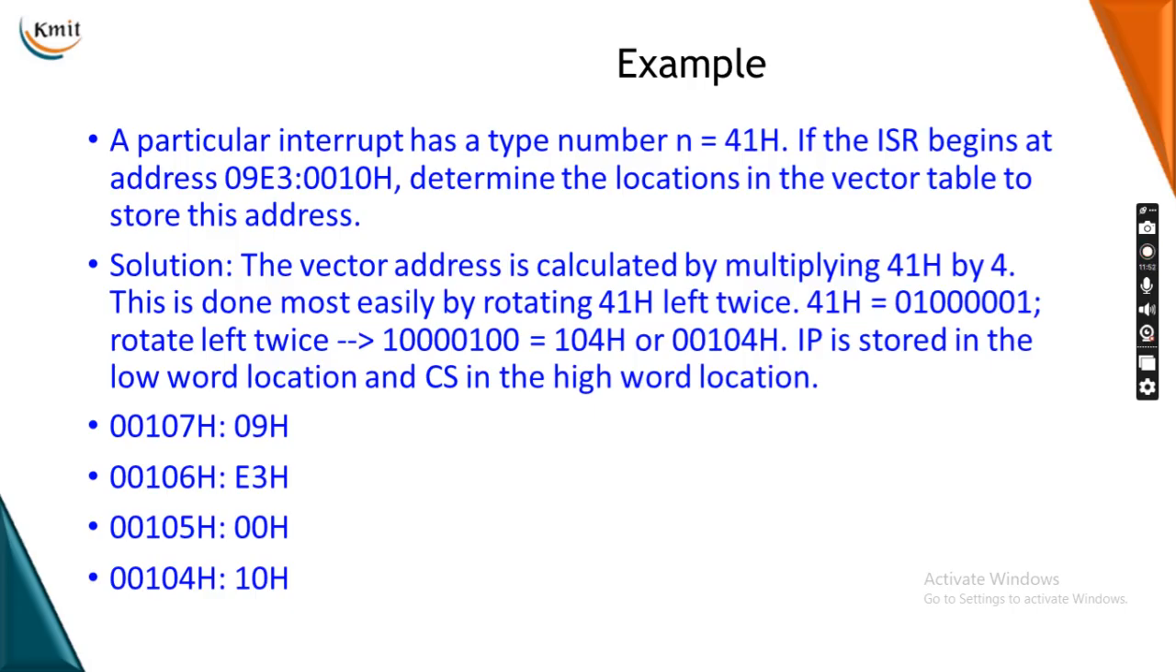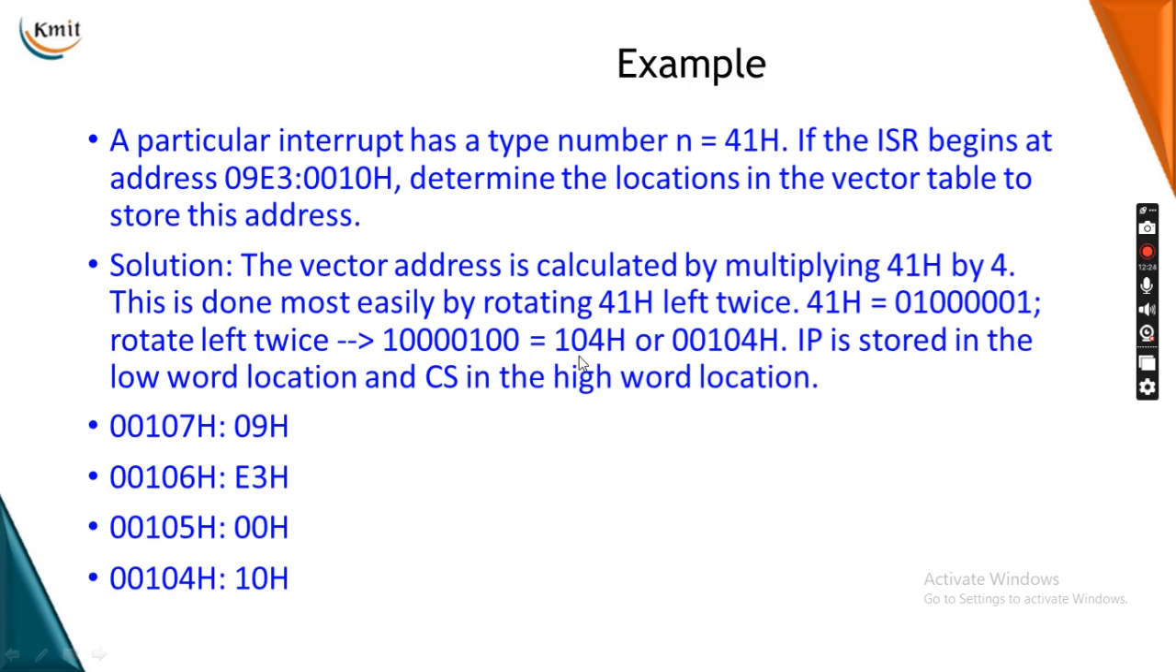So for an example, a particular interrupt has a type number n equal to 41H. If the ISR begins at address 09830010H, determine the locations in the interrupt table to store this address. So what is the solution? The vector address is calculated by multiplying by 4. So n times 4 is 41 times 4.